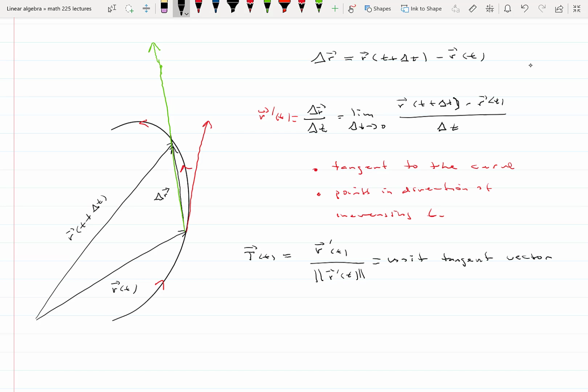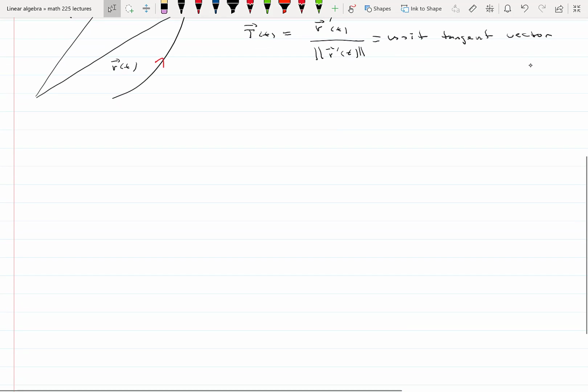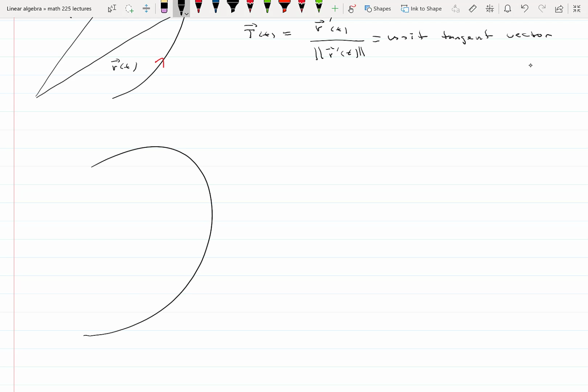Okay, also pointing in the direction of increasing t. So that brings us to our current section. We're still considering a space curve, where space curves are given as position vectors.